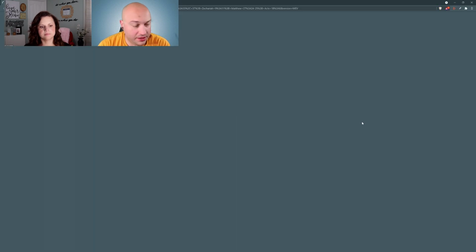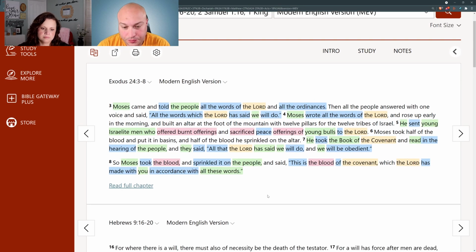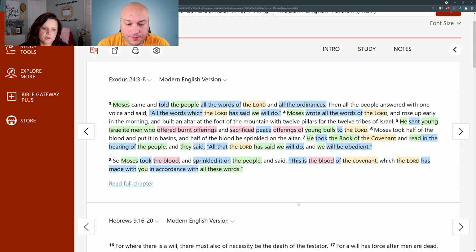So let's look here at this concept of blood guilt. Go ahead. Exodus 24, verse 3 through 8. Moses came and told the people all the words of the Lord and all the ordinances. Then all the people answered with one voice and said, all the words which the Lord has said we will do. Moses wrote all the words of the Lord and rose up early in the morning and built an altar at the foot of the mountain with 12 pillars for the 12 tribes of Israel. He sent young Israelite men who offered burnt offerings and sacrificed peace offerings of young bulls to the Lord.